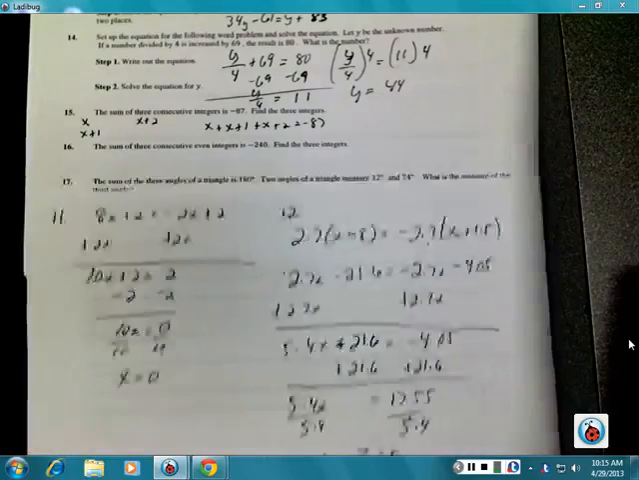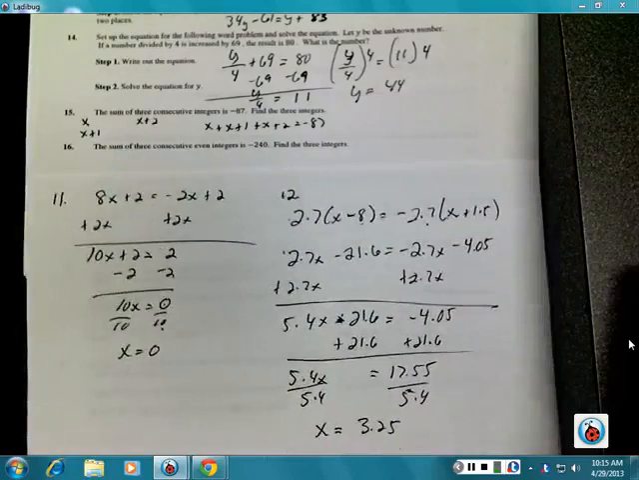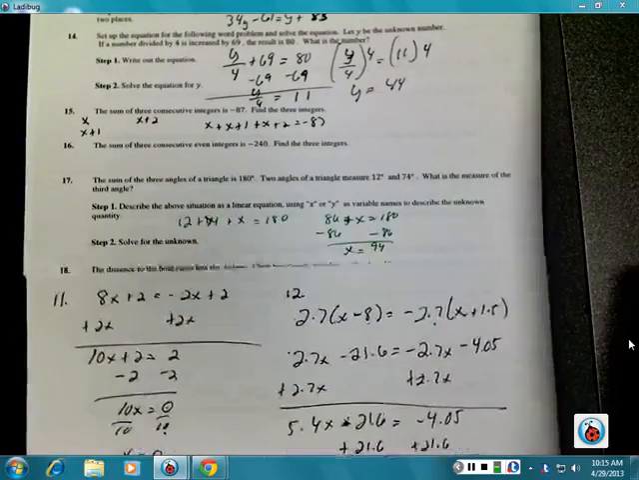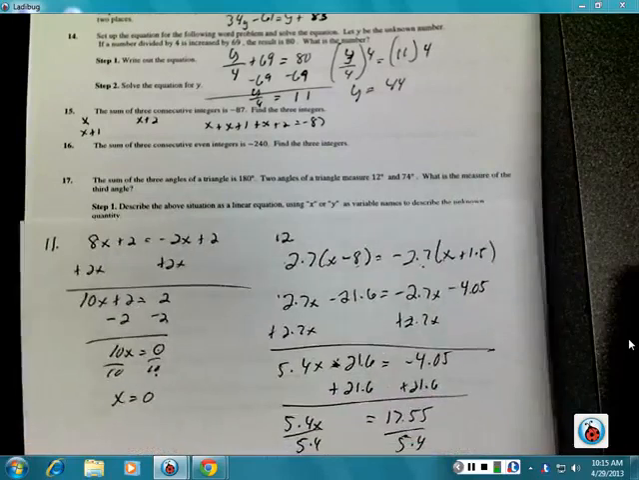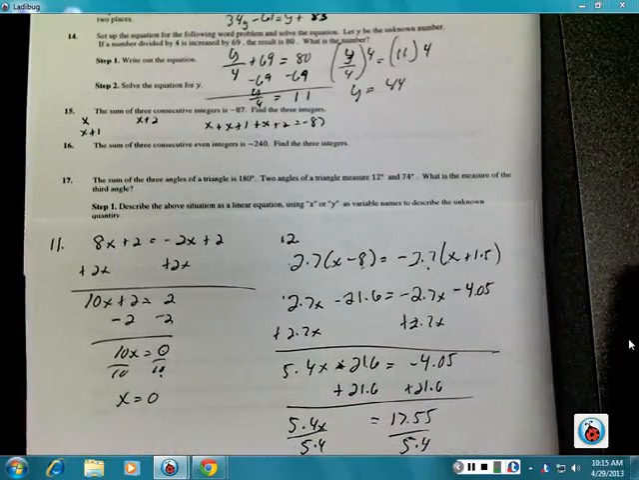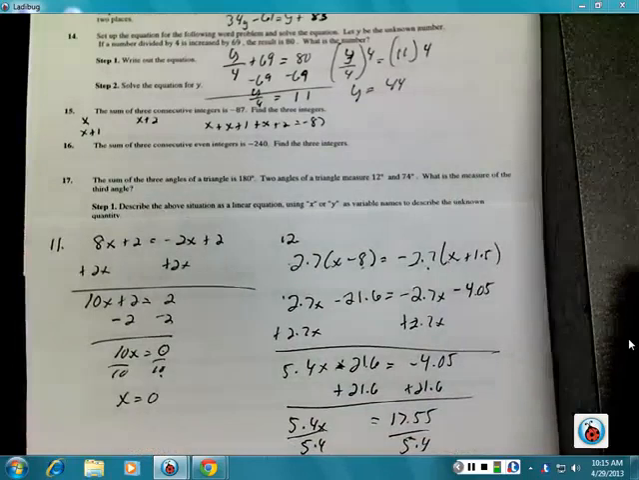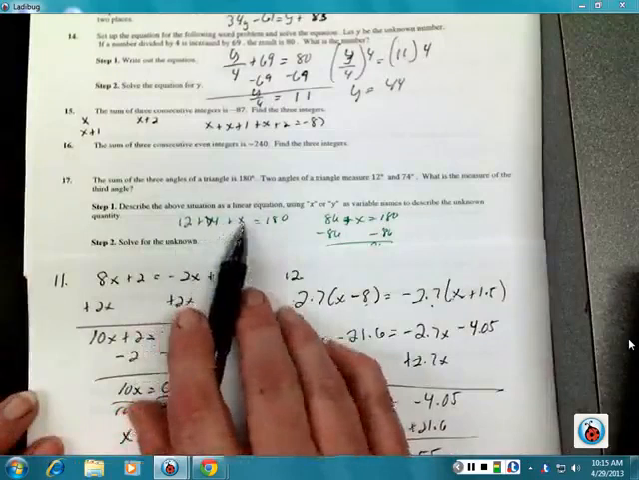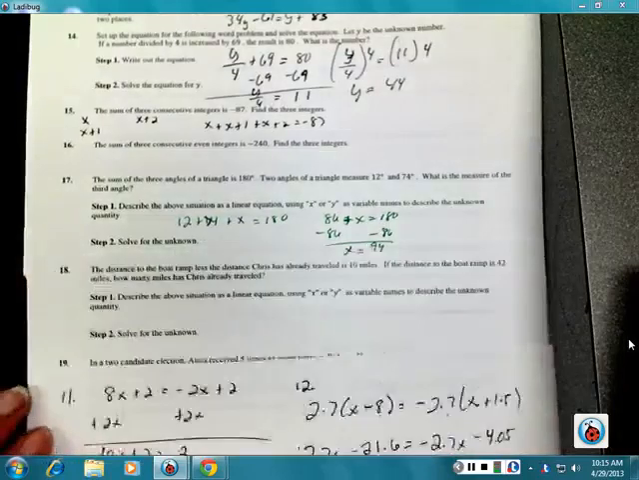I think so. Same with 16. 16 is just like it. So you've got your consecutive numbers in there. And I got 17 written out because I think we had one that somebody questioned is the wrong answer in that one. And we worked it out in there. It says the sum of 3 angles of a triangle is 180. Two of the angles measure 12 and 74. What is the measure of the third angle? And so it's 12 plus 74 plus x equals 180. Yep, and so we got our stuff there too.